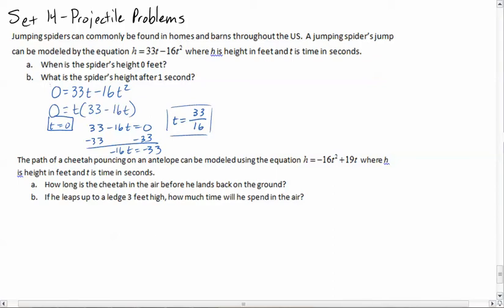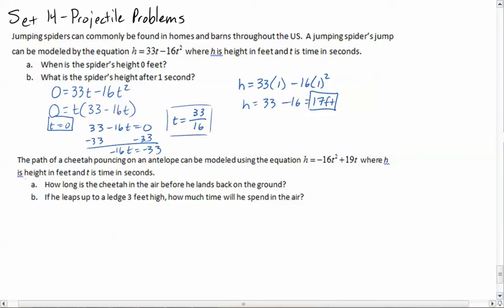So now the second question is, what is the spider's height after 1 second? That's actually a little bit easier even, because we just say height equals 33. We say the time is 1 second. So minus 16 times 1 squared. So height equals 33 minus 16, which is 17 feet. Yeah, spiders really jump that high. Really, yes, believe it. Okay, on to the second question.